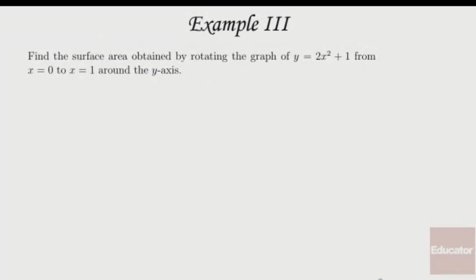So let's try another example. This time we're rotating the graph of y equals 2x squared plus 1 from x equals 0 to x equals 1. Now, there's a very important difference in this example, which is that we're rotating around the y-axis.